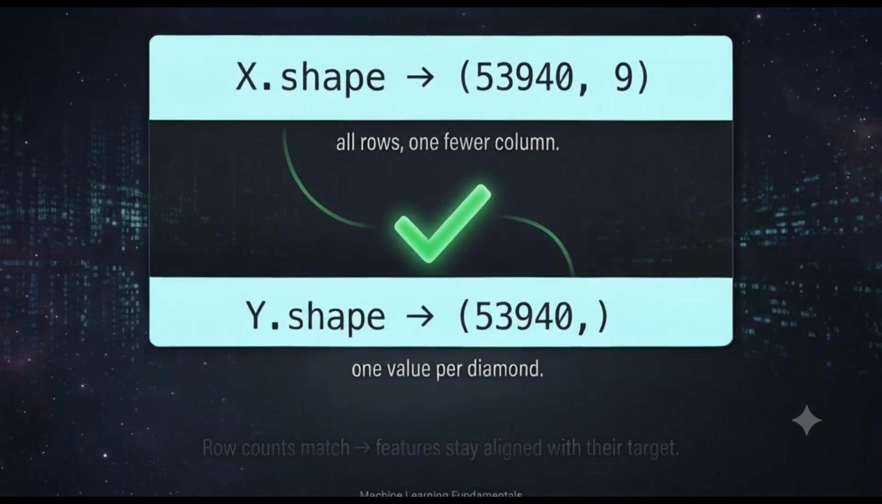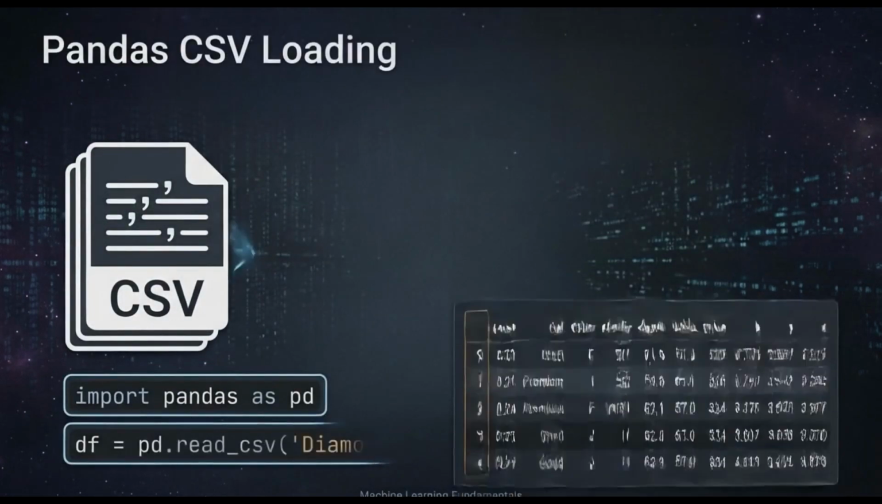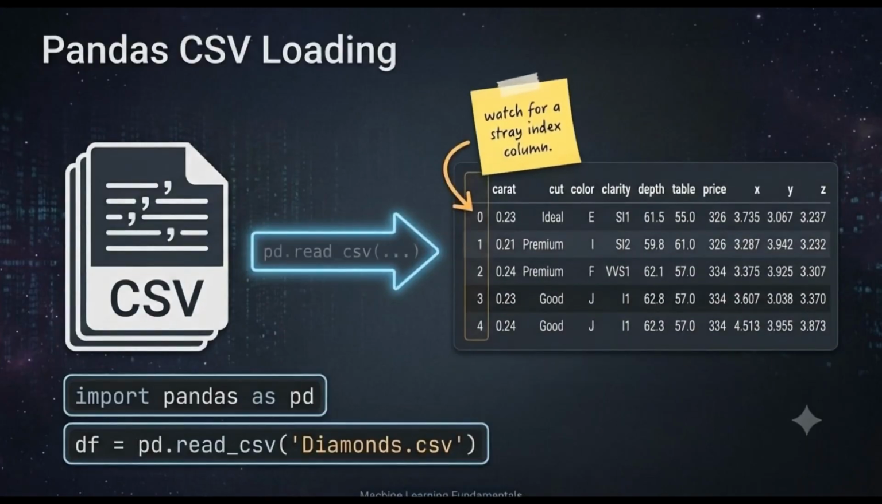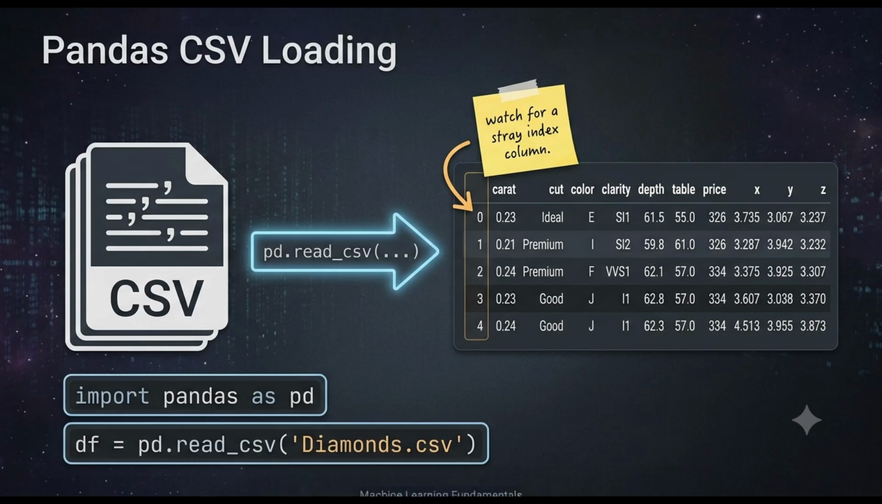Loading your own data from a CSV. The built-in datasets are great for practice, but in the real world, your data usually arrives as a file, most often a CSV, which stands for comma-separated values. For that, we switch to Pandas, the workhorse library for tabular data. You import Pandas, again with a short nickname, and then you read your CSV file by giving it the path to where the file lives on your computer.